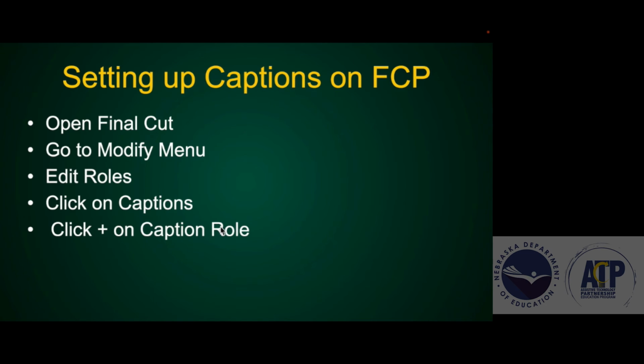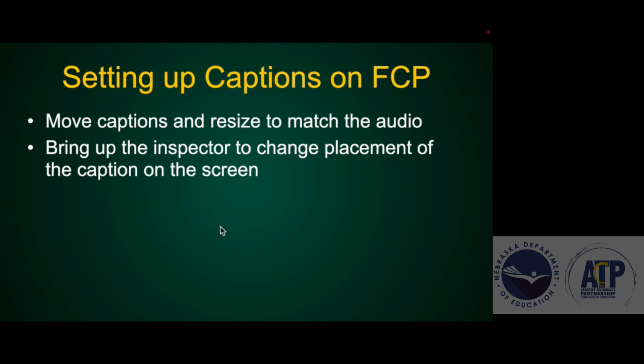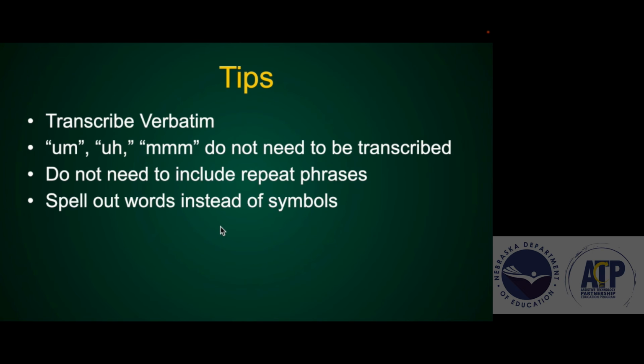So basically, if you're going to set up captions in Final Cut Pro, you're going to open up a project. You're going to go to the Modify menu, Edit Roles, and then you're going to click on Captions and click plus to add a caption role. Then you're going to select the different types of captions that you want within Final Cut Pro. We'll just show you basically how that sets up.